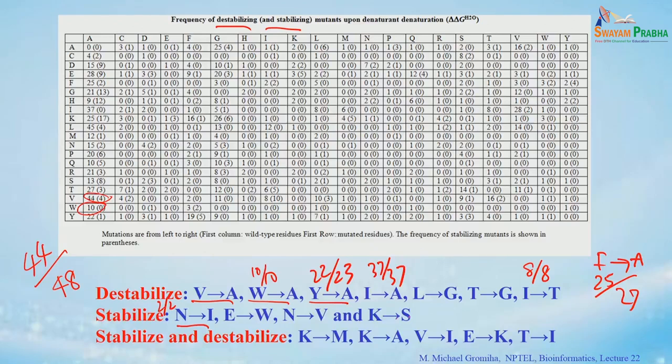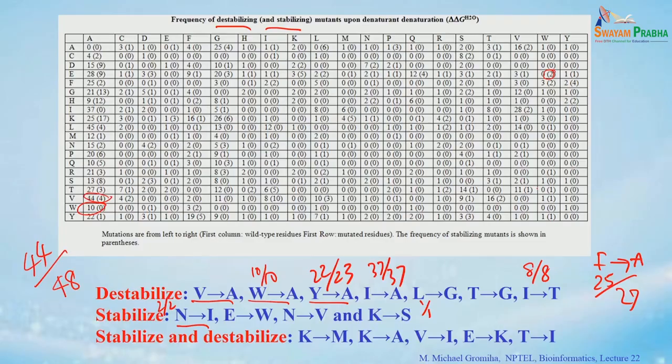What is K to S? There is only one, 1 by 1. Are there any other stabilizing mutations? Here, E to W, out of two, both are stabilizing. But the numbers are very small because it is very difficult to stabilize a protein compared to destabilizing it. If you make any mutation, it will tend to destabilize a protein. Since it is very important to enhance stability, the stabilizing mutations are fewer. This is the reason why the numbers are small.